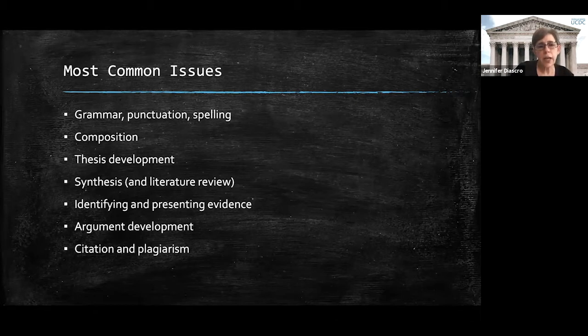Synthesizing information, like I mentioned, and often in academic writing, this comes in the form of literature reviews, which some of you may be familiar with. This is also a challenge, and I'll talk about why that is. Evidence and argument development are also critically important, and we'll end today with at least a nod to citation and plagiarism, which are extremely important, and I could spend probably a semester talking about, but we'll get to just kind of the basics there at the very end of today.